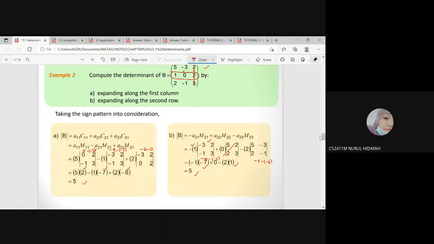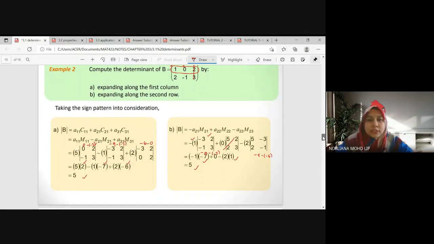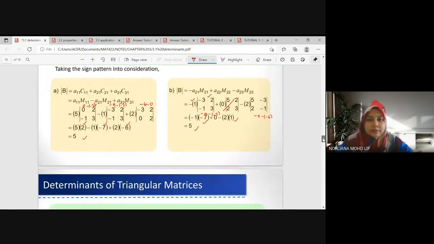Tak ada, madam. Tak ada eh? Okay, kalau guna matrix 4x4 pun cara dia sama. Ni contoh 3x3 lah, 4x4 nanti kita boleh tengok soalan tutorial ke apa kan.